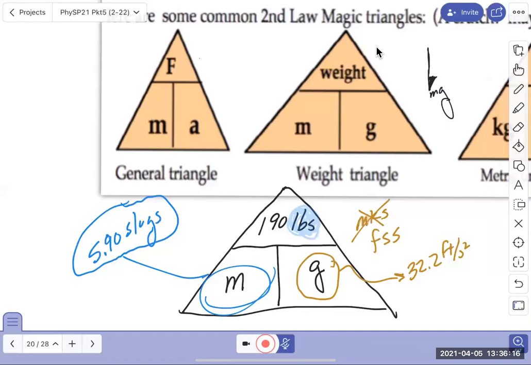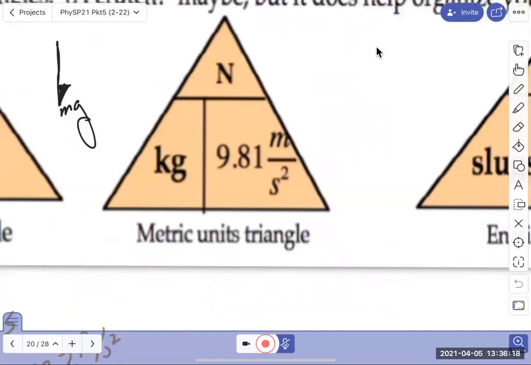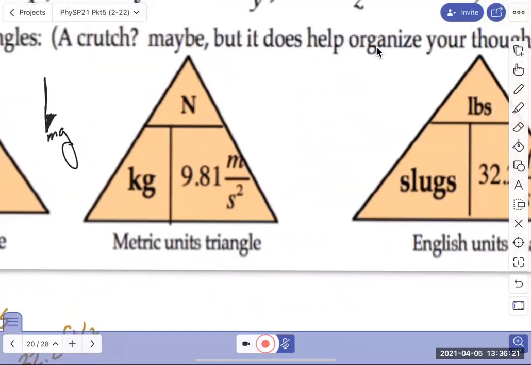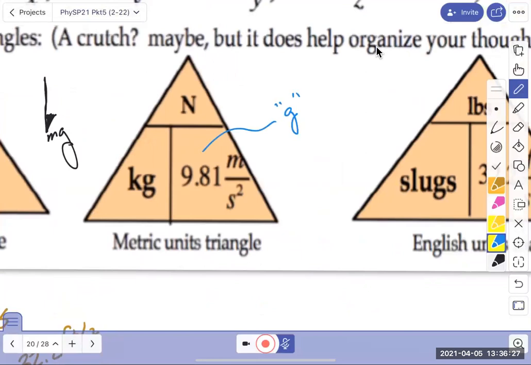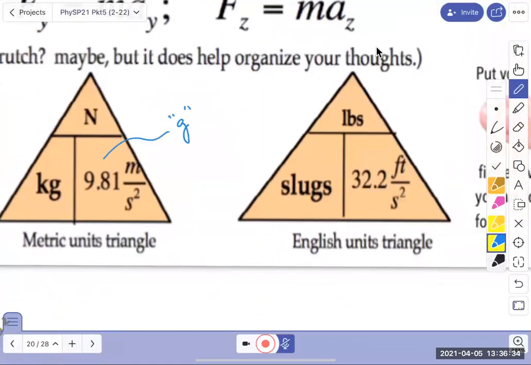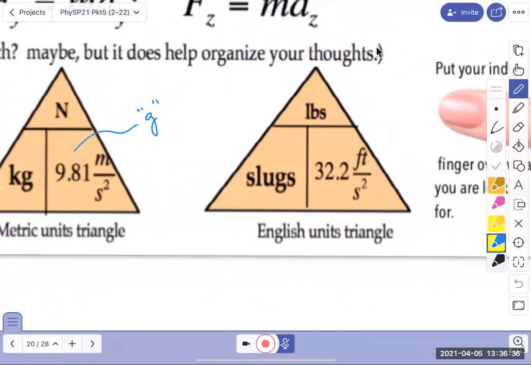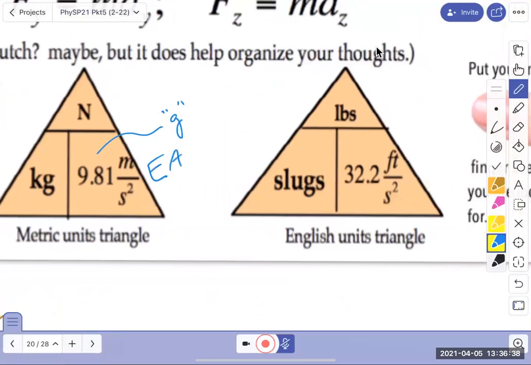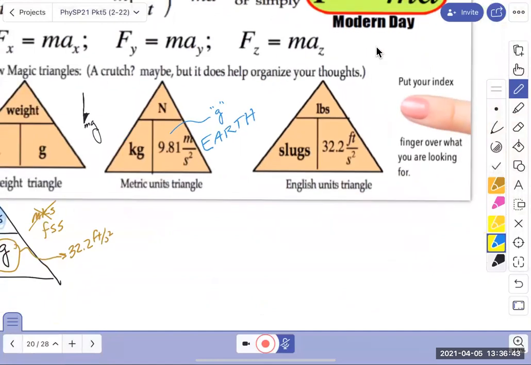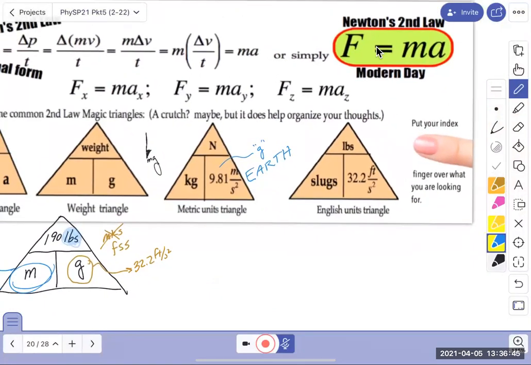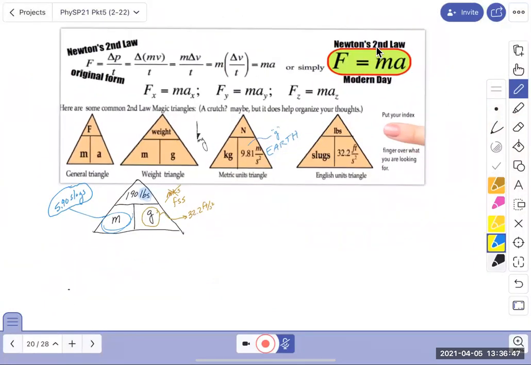on these magic triangles then, a Newton is a kilogram times 9.81 on Earth anyway. This is just whatever G is. This is not going to be true on Mars, where it's like 2.6 something. But on Earth, it's going to be 32.2 for G in English units. So that's all well and good.